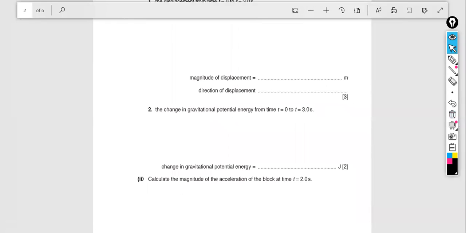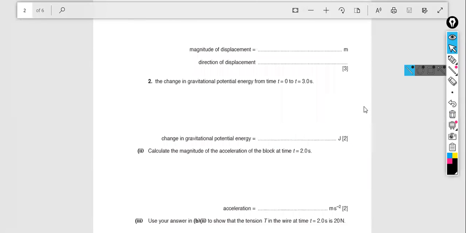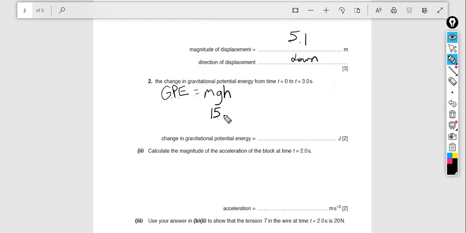All right, what's the change in gravitational potential energy from time t equals 0 to time t equals 3 seconds? Let's remind ourselves that we just calculated 5.1 meters down. So the change in gravitational potential energy, hopefully you've got a potential energy due to gravity, or gravitational potential energy, is equal to mass times gravity times height. And we think about how the mass and the gravity didn't change. In fact, they told us what that was. mg is weight, and they told us that there's 15 newtons of weight here.